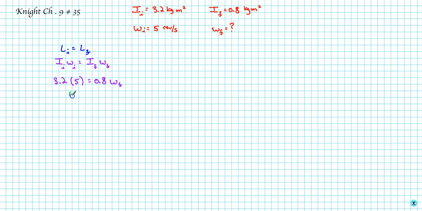So if we solve for omega sub f, we find out that by pulling those arms in, making the moment of inertia go down, this skater is going to rotate at 20 revolutions per second. So there you go. That was problem number 35 from Chapter 9.